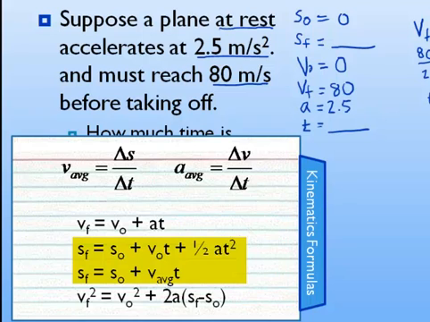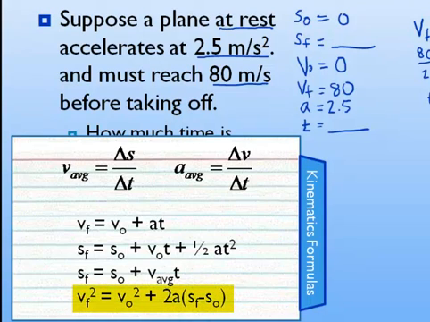This second equation is possible if you know what the average speed is along the way. We weren't told the average speed, but since it's accelerating constantly from 0 to 80, we can find the average easy enough. That's just 0 plus 80 divided by 2, which is 40.